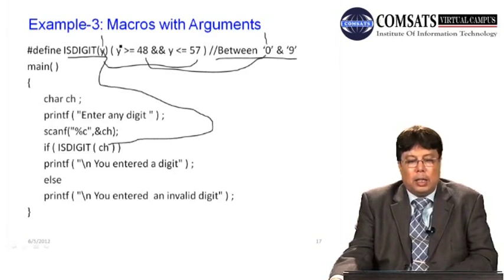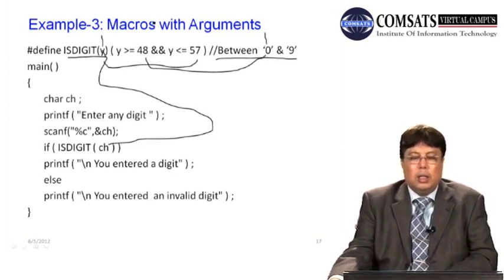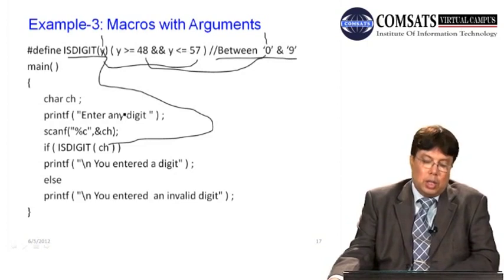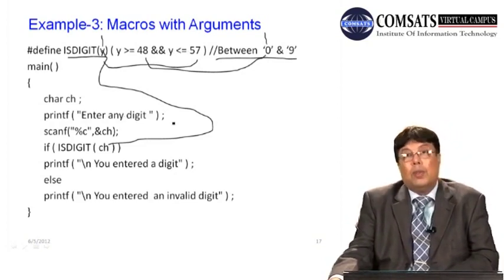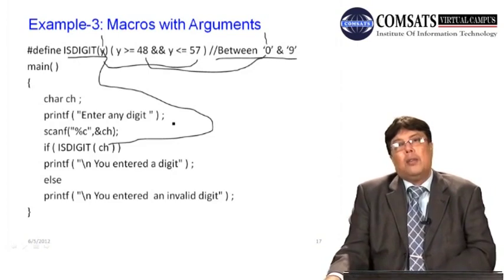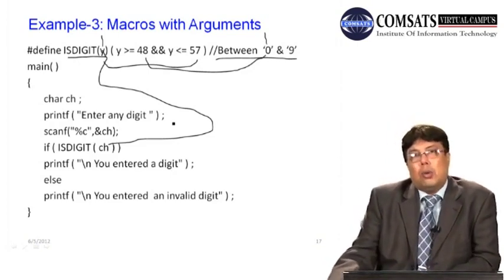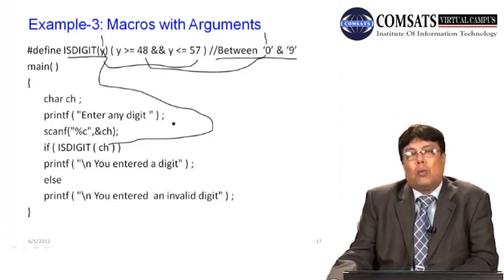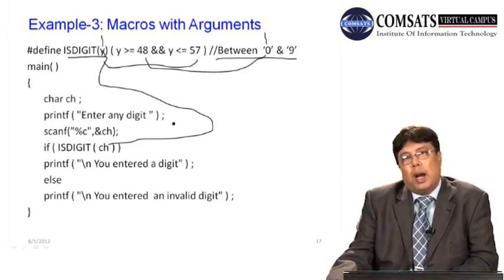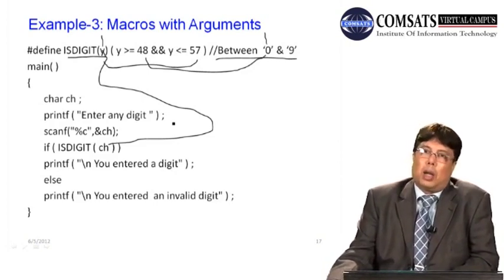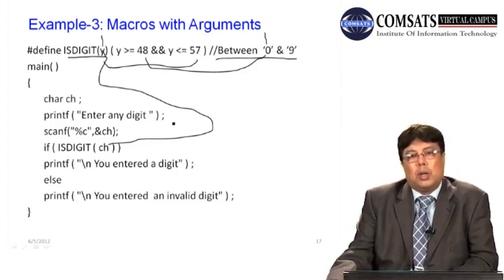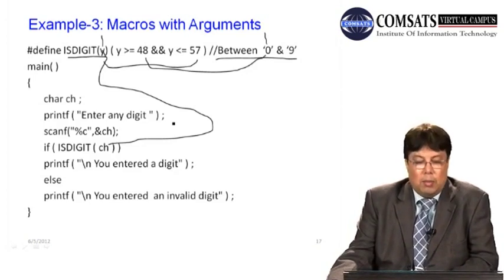if character is greater than or equal to 48 and character is less than or equal to 57, or if character is greater than or equal to 0 and character is less than or equal to 9, then you say that you have entered a valid digit within this range. Okay, so it is a very powerful use of the macro, where we have passed certain arguments to the macro. And how did we pass them? Because we have defined a macro with some arguments which we have expanded in the macro expansion. This is a very powerful feature of the macro.